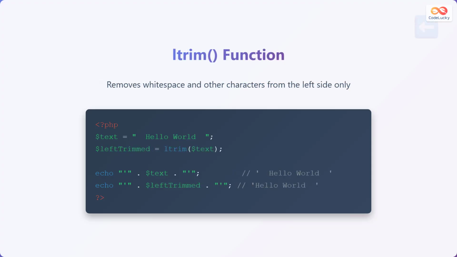The ltrim function is similar to trim, but it specifically removes whitespace or other characters from the left side, or the beginning of a string. Consider this example. The text variable is assigned a string with leading and trailing spaces, hello world. When we use ltrim on this text and store the result in a variable called left_trimmed, only the spaces on the left side are removed.